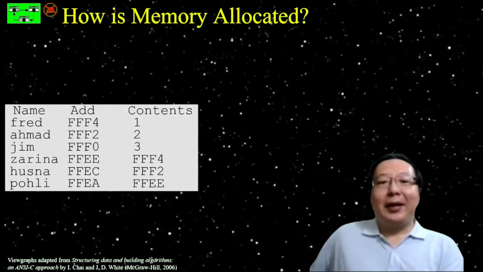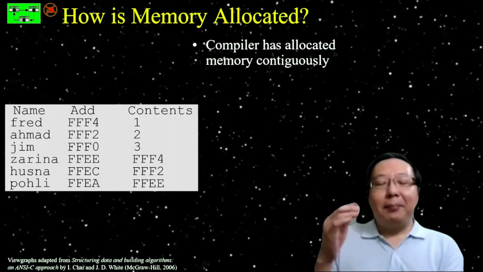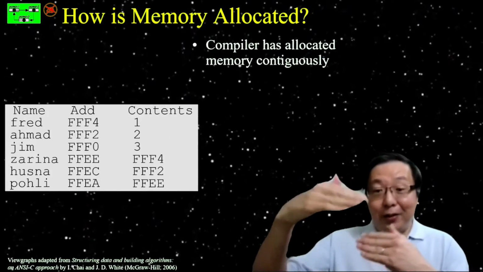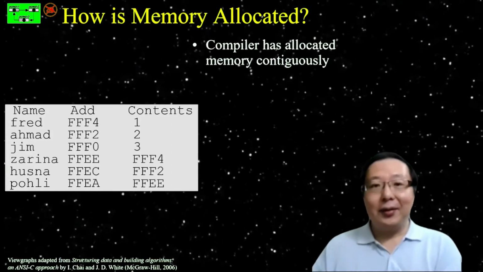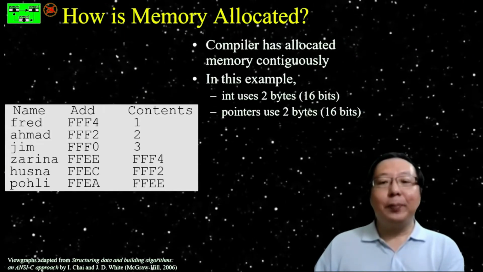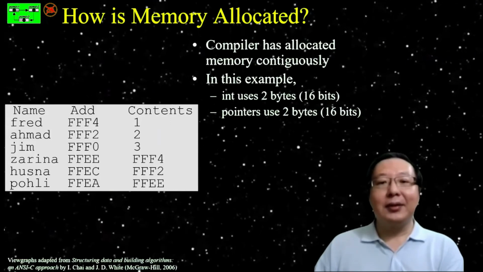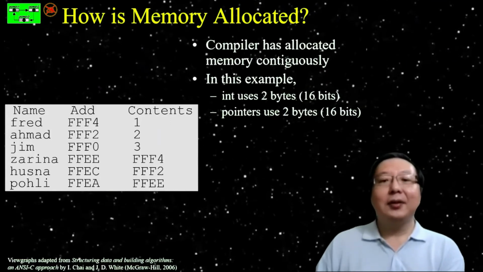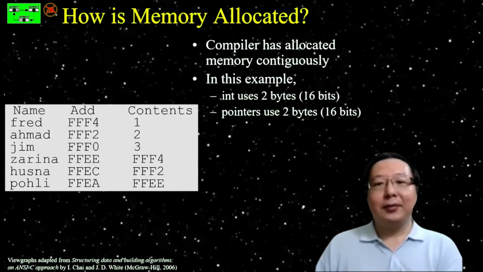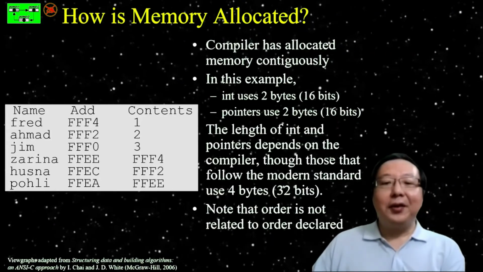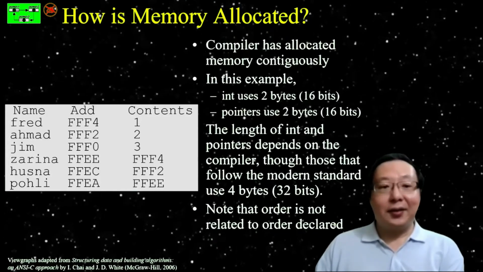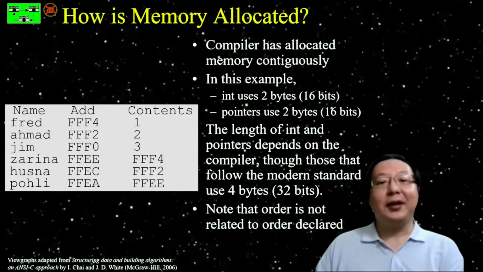So how is memory allocated? The compiler usually allocates memory contiguously. That means all stuck together, one next to another. In this example, we are using 2 bytes because it's using 16 bit addresses, and the pointer uses 2 bytes. Note that the order is not related to the order declared. It's not necessarily in the same order as the order declared.